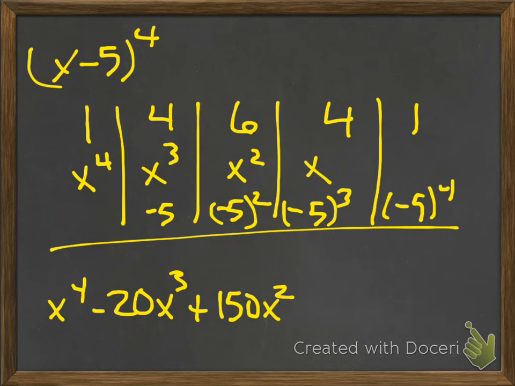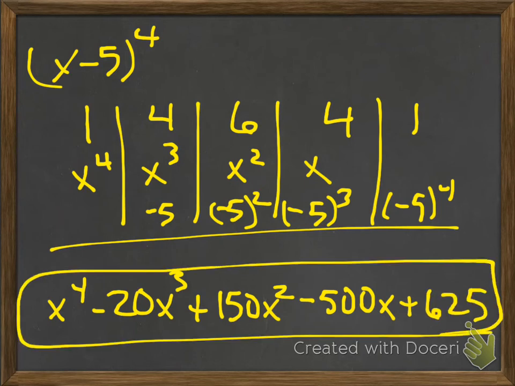All right, negative 5 to the 3rd power is negative 125. Negative 125 times 4 is negative 500x. Negative 5 to the 4th power is 625, and I'm done. This raised to the 3rd power is 125. 125 times 4 is 500, negative 500. This raised to the 4th power, you type in the calculator, you get 625. Times 1 is still 625.